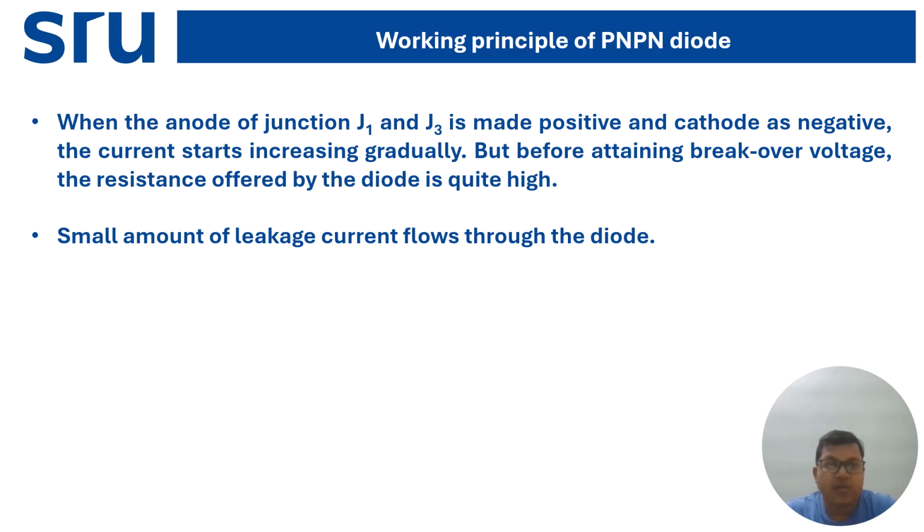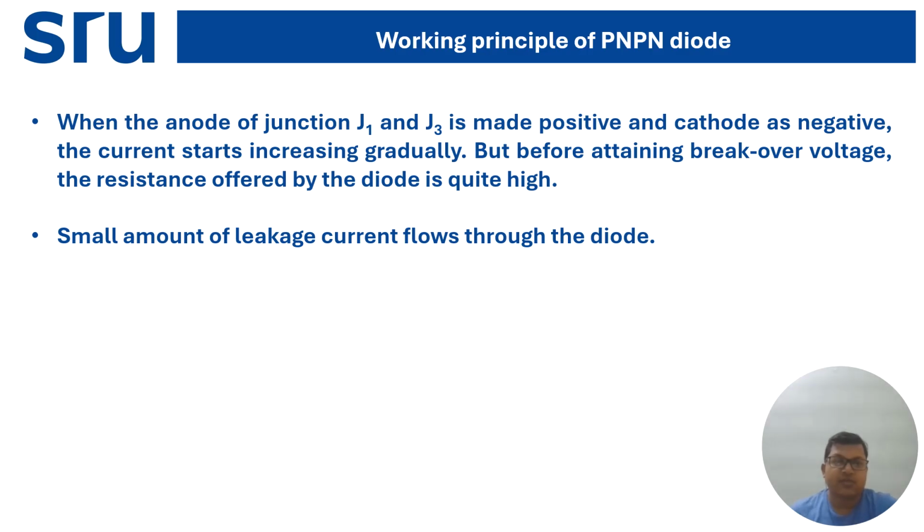When the anode of junction J1 J3 is made positive and the cathode negative, the current starts increasing gradually. This is very common for any kind of PN junction. But before attaining breakover voltage, the resistance offered by the diode is quite high. This point is important.